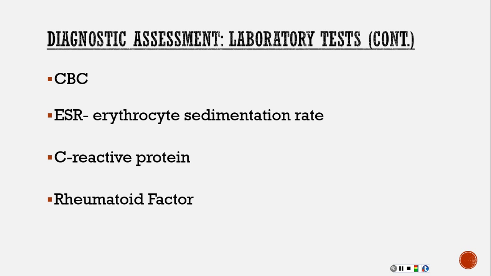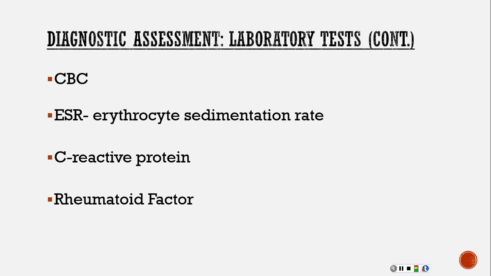ESR, or SED rate, erythrocyte sedimentation rate. It increases, and as it increases, it's a good indicator of inflammation. So that's what we're looking for there, inflammation. C-reactive protein, or CRP, is also produced by the liver when there's inflammation present. So that's another big one with the musculoskeletal system.